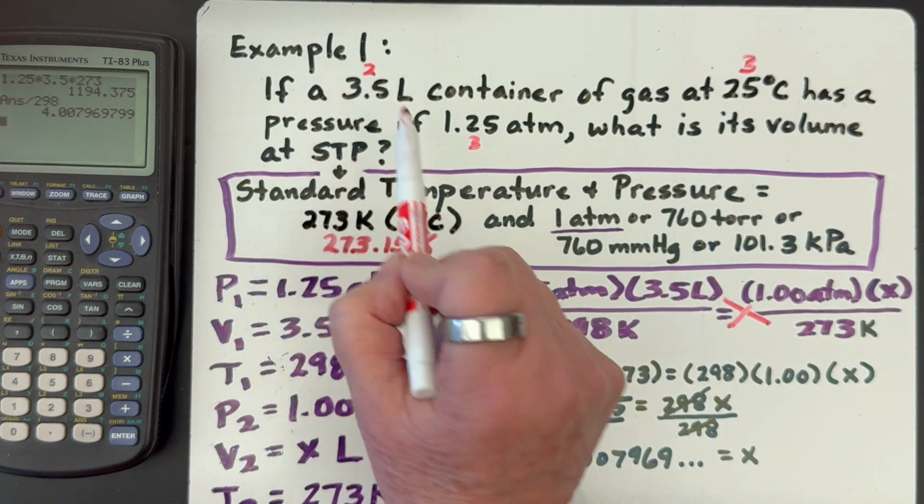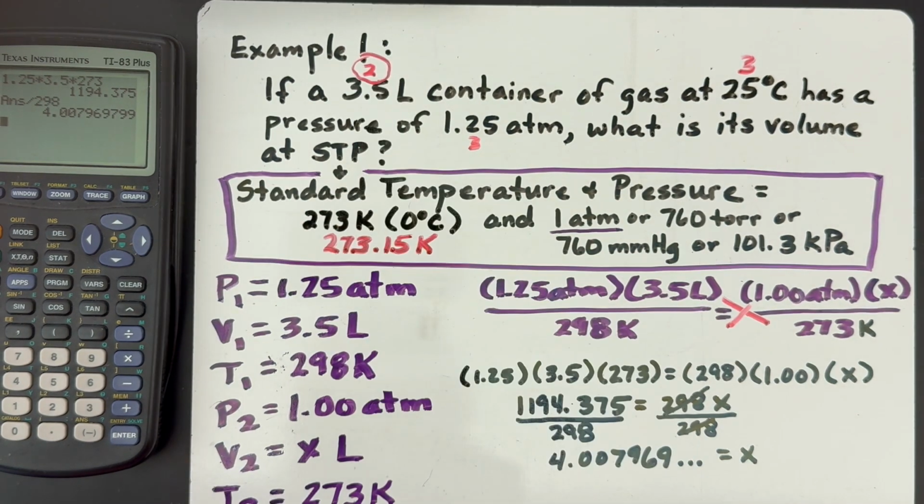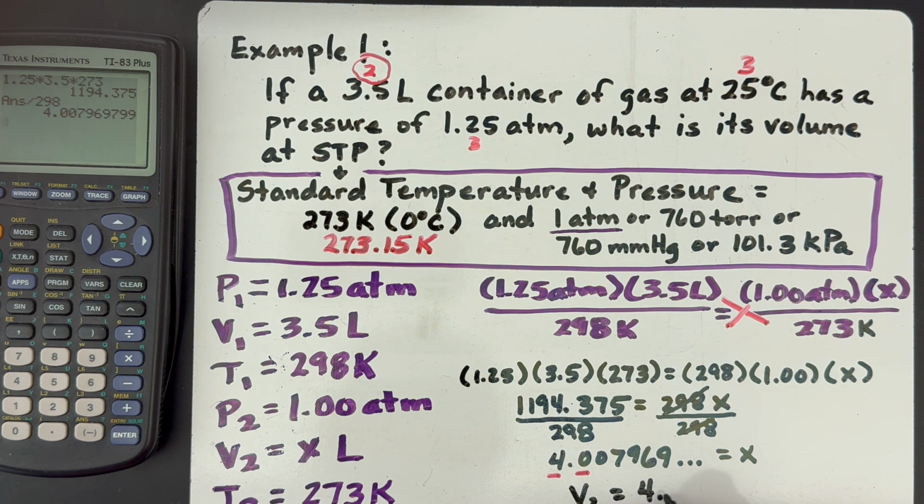So this has 2, this has 3, this has 3. The lowest number is the one that limits how many you keep in your answer. So we go to our answer, we're going to keep the 4 and the 0, and that will give us our 2 significant digits. So our final answer, V2, is equal to 4.0 liters.